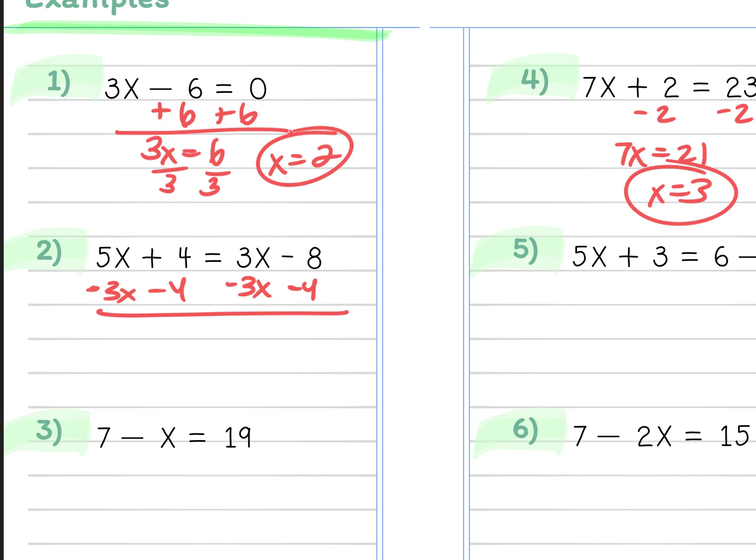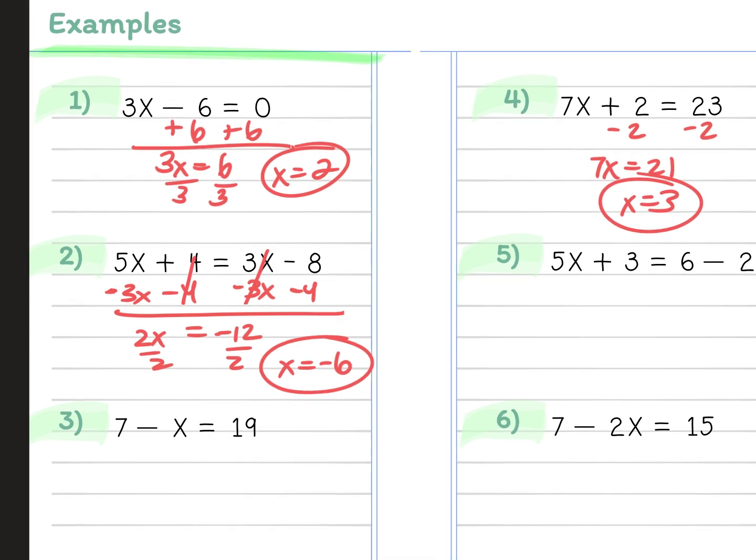So 5x minus 3x is 2x. My 4's cancel. Here, my negative 3x and positive 3x cancel. I have negative 12. So I divide both sides by 2, and I get x equals what? Negative 6. Perfect. Negative 8 and negative 4. Oh, okay.